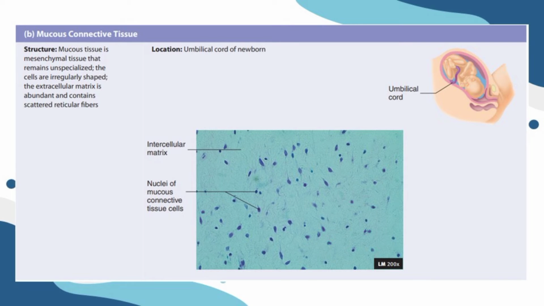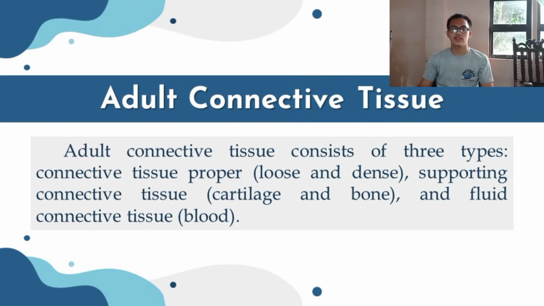Here's an image of a mucous connective tissue. The mucous tissue is mesenchymal tissue that remains unspecialized. The cells are irregularly shaped. The extracellular matrix is abundant and contains scattered reticular fibers. It is located at the umbilical cord of a newborn. Next is the adult connective tissue.